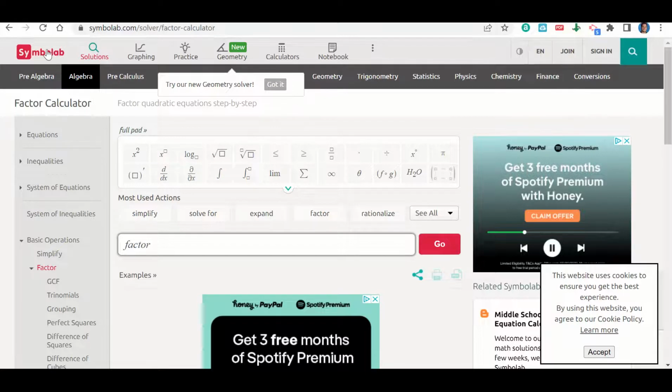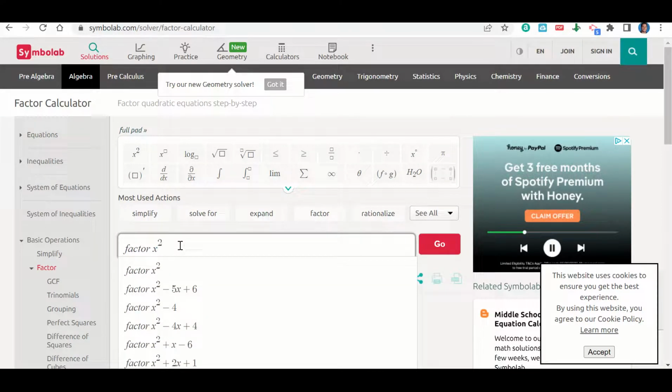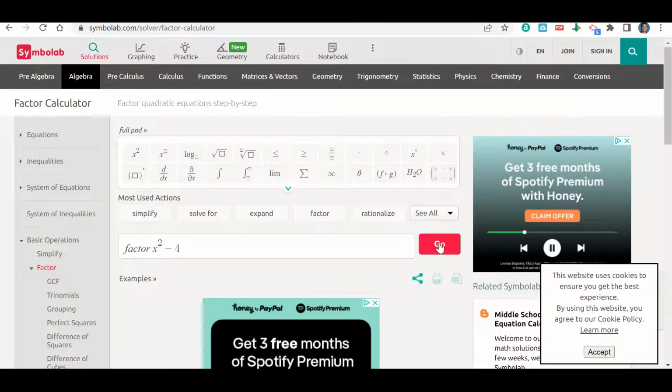So if you notice, I am on Symbolab, and it does say that this is the factor calculator. So when you do that, the word factor should already be here. And now I'm just going to put in the equation that I want to factor. So let's say it's x squared minus 4. So that's what I'm going to put in, and I'm going to go ahead and click go.